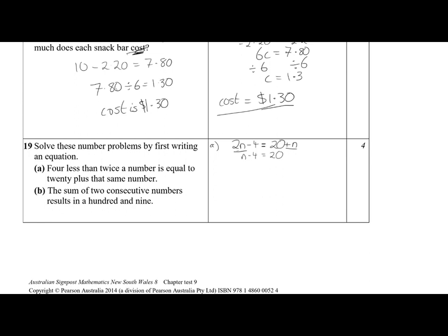Then we've got the number take away 4. So to get the number, we add 4 to both sides. N is 24. And that's our solution to part A.